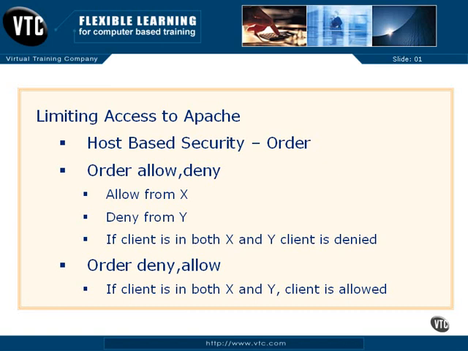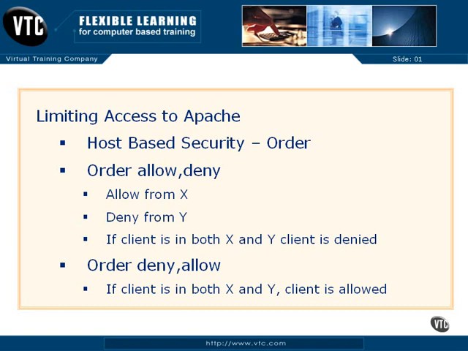The simplest method for limiting host-based access to an Apache website is with the allow and deny directives, but it may be a little counterintuitive. If you see Order allow,deny, that means if clients are listed in both Allow from and Deny from directives, the client is denied access. Order deny,allow, in contrast, means that if clients are listed in both Deny from and Allow from directives, the client is allowed access to your website.